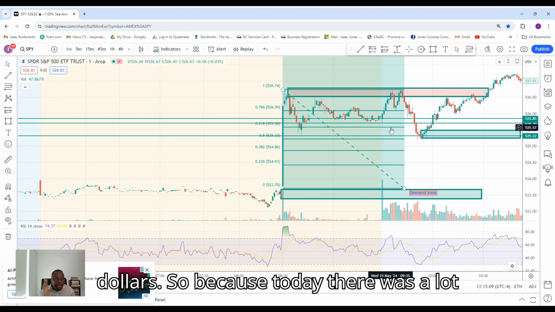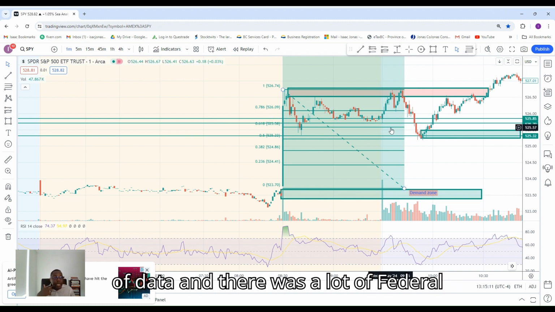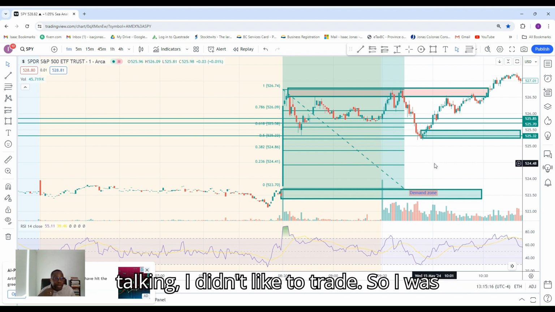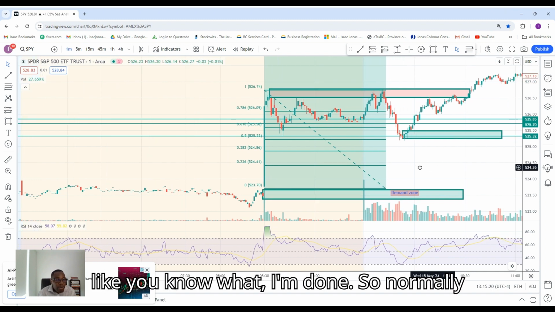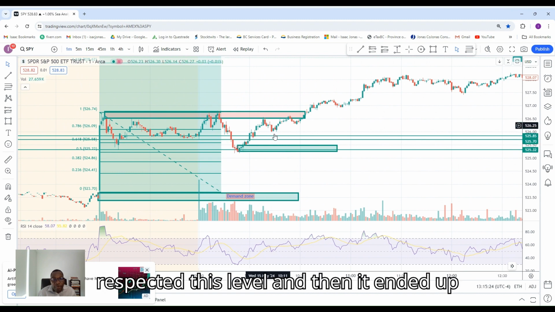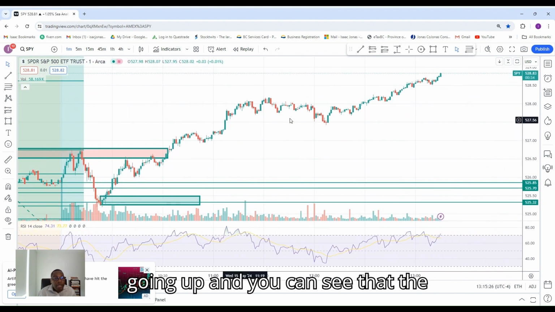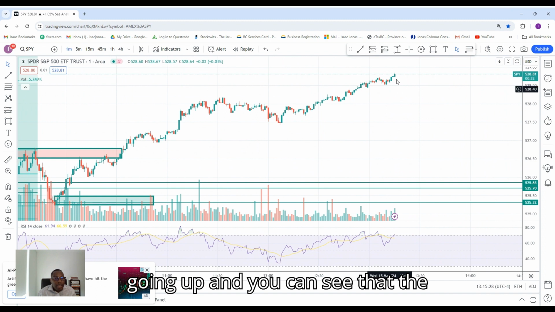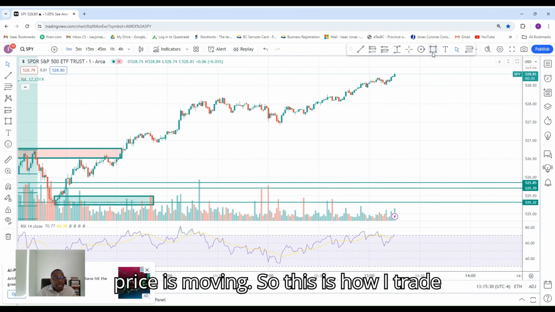I took a couple of dollars. Because today there was a lot of data and a lot of Federal Open Market Committee members who were talking, I didn't like to trade. So I was like, you know what? I'm done. Normally I just do that. You can see that it respected this level and then it ended up going up, and you can see that the price is moving. So this is how I trade.